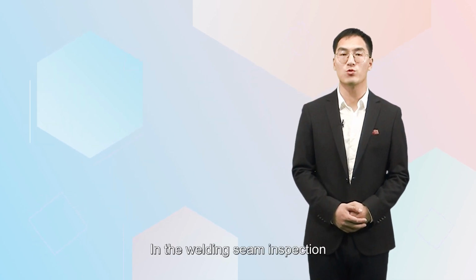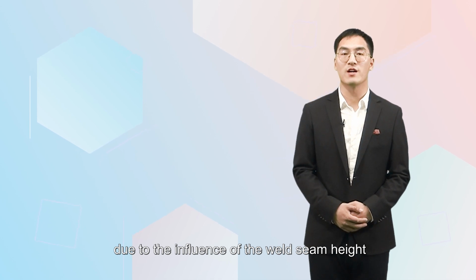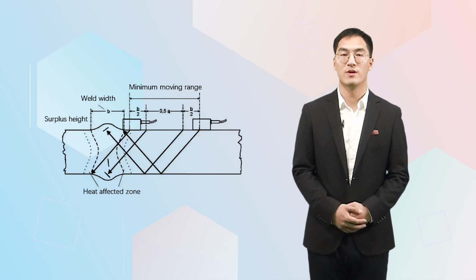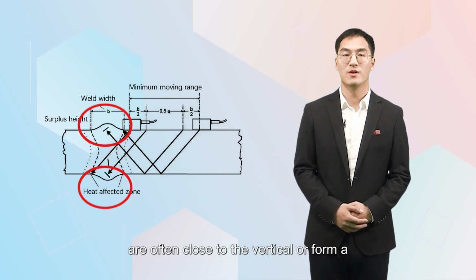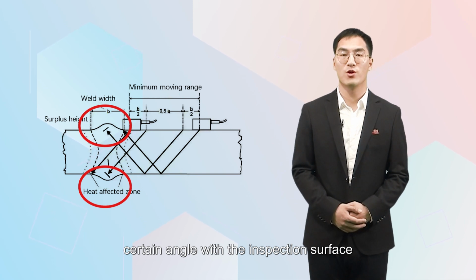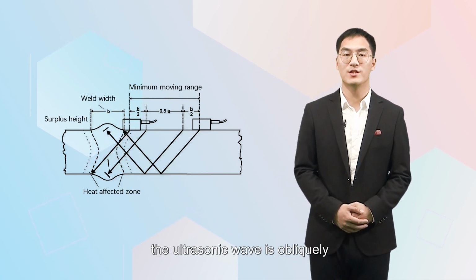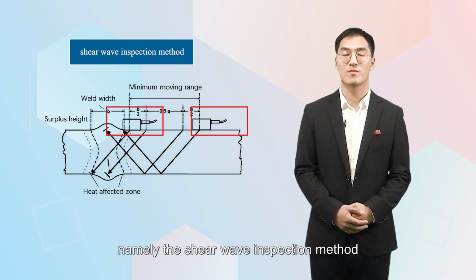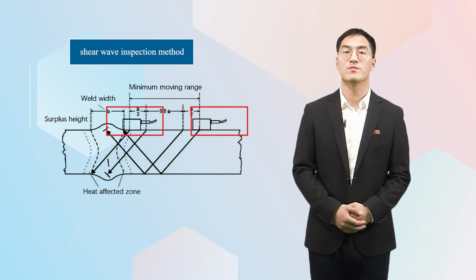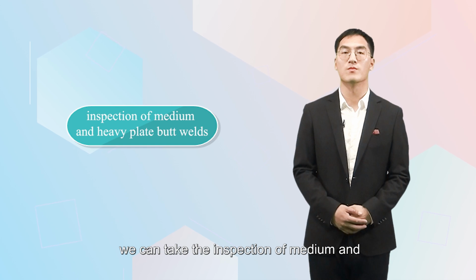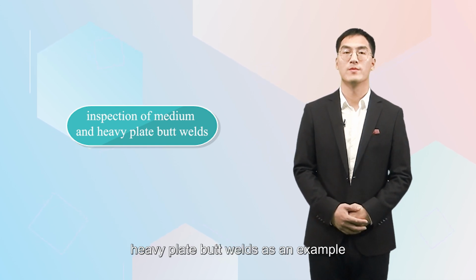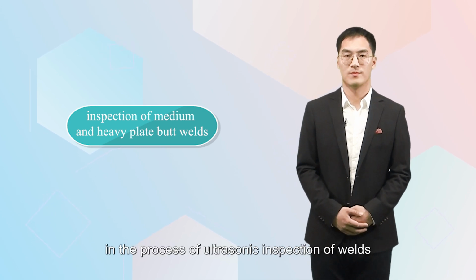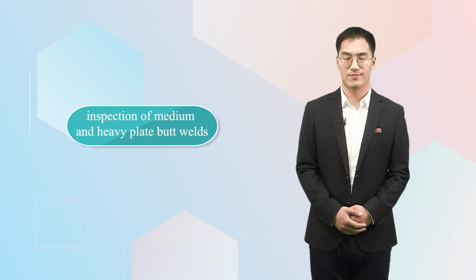In the welding seam inspection, due to the influence of the weld heat and the defects existing in the weld seam, defects are often close to the vertical or form a certain angle with the inspection surface. So in general, the ultrasonic wave is obliquely incident inside the workpiece, namely the shear wave inspection method. And then we can take the inspection of medium and heavy plate butt welds as an example to illustrate the matters needing attention in the process of ultrasonic inspection of welds.